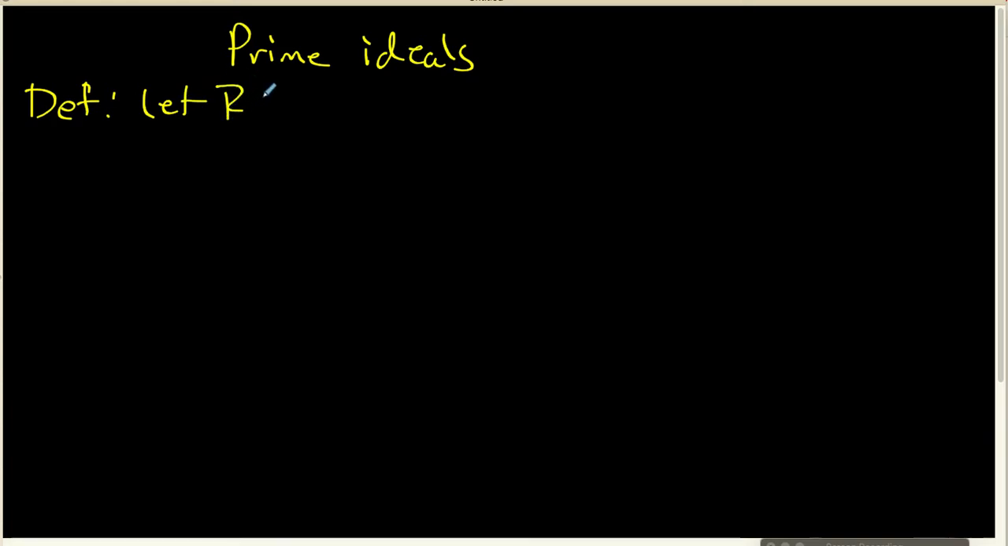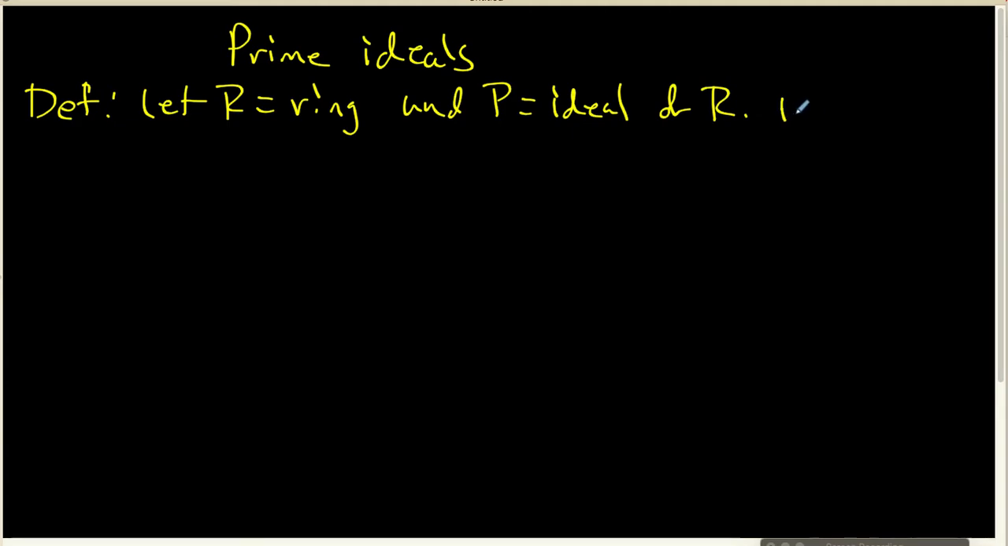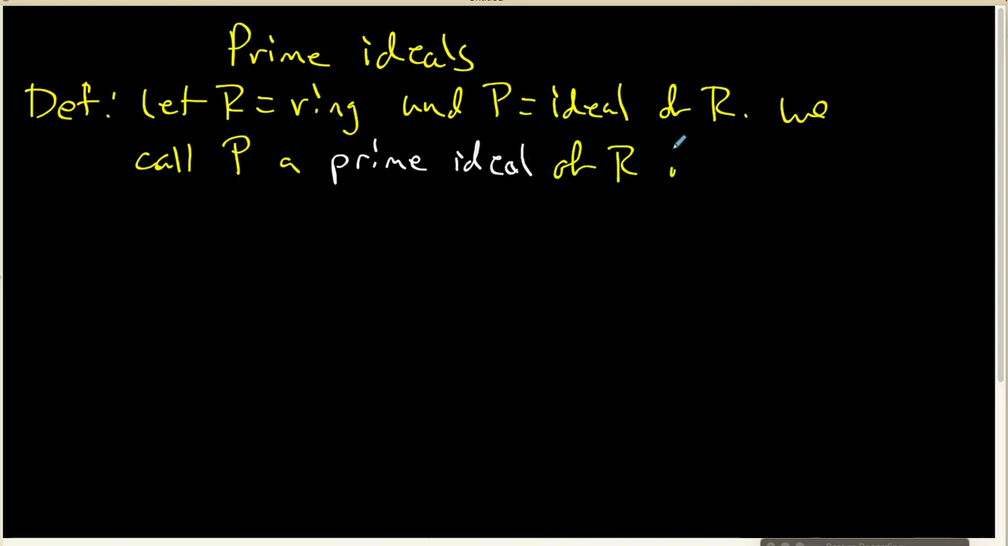Let R be a ring, and let P be an ideal of R. And we are going to call P a prime ideal of R if P has the following properties.